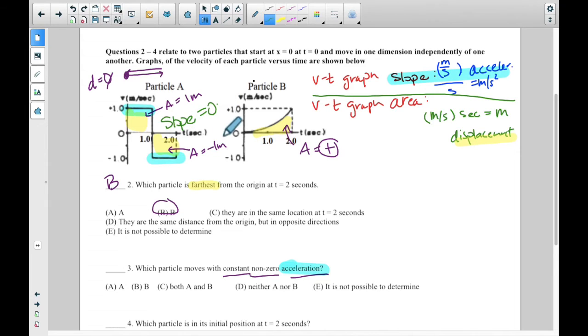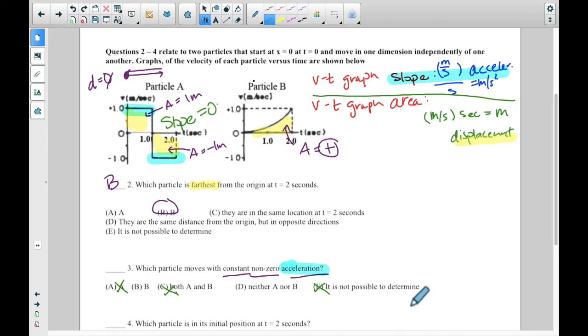If the slope is 0, it has no acceleration. It's asking for non-zero. This is 0. So it's not A. So it's not A and B either. Okay, now that one's not it either. I'll tell you that right now.